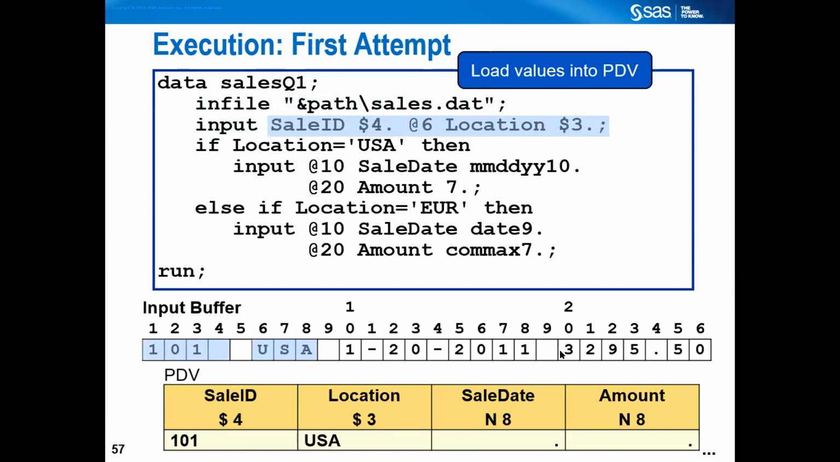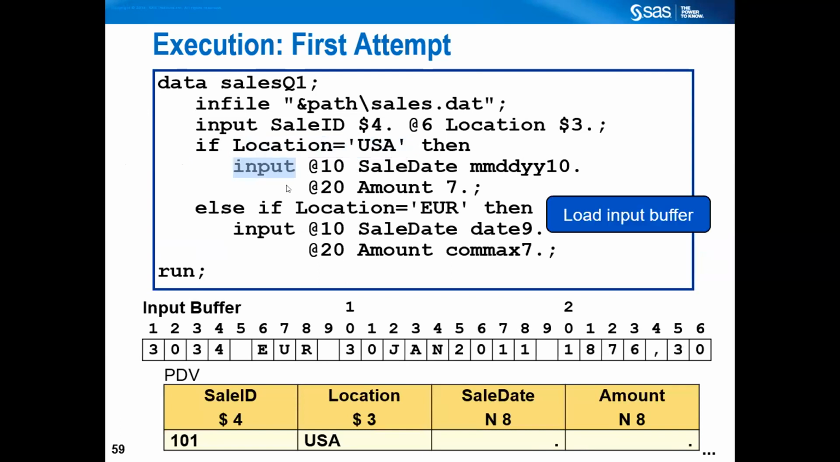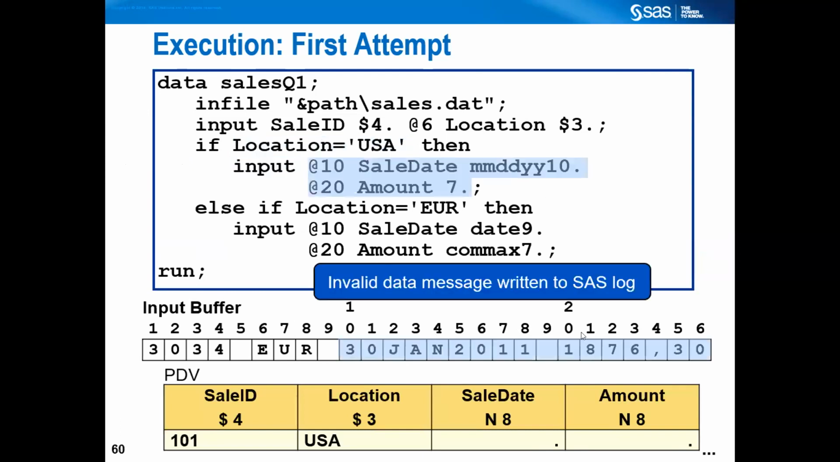You are giving this condition: if location is USA. So currently, for the record loaded into the input buffer, is this condition true? Yes, it's true. Then it should move ahead and read these values, correct? But because this is true, what is your instruction? Then input. So see what happens immediately. When it hits input, it loads the second record into your input buffer. And what is your instruction?